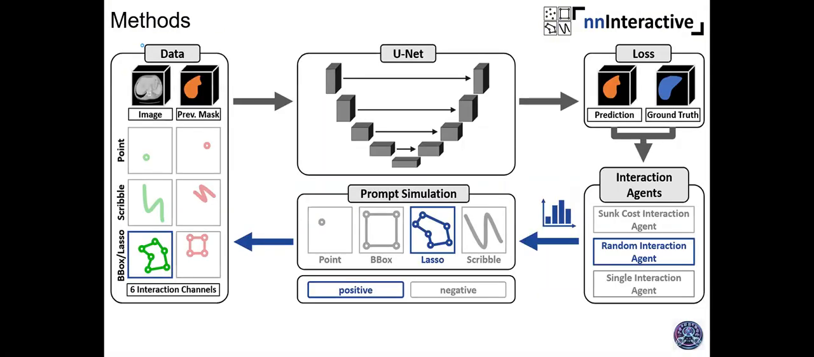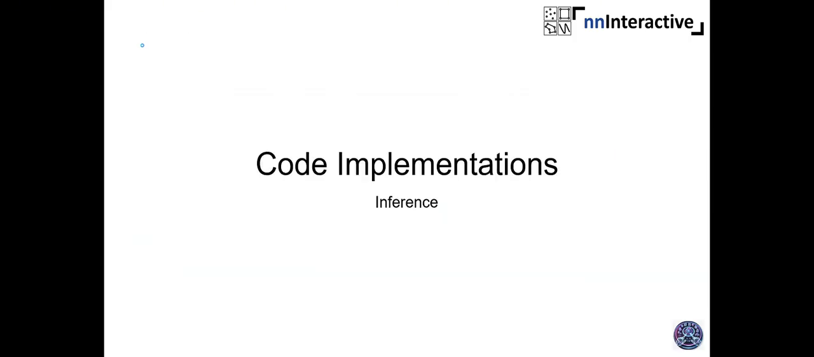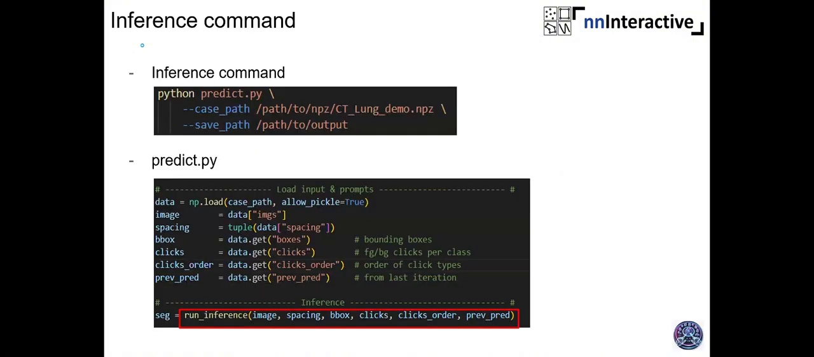scribbles. And these diverse prompts are incorporated as additional channels to the image channels. So in addition to the image channels, we have previous masks, as well as the bounding box, scribbles, and points channels. And they are divided into positive and negative channels. Combining all these channels, they are fed to the UNet architecture. To simulate realistic prompts, they use interaction agents. I'll focus on the code implementations of the inference pipeline.